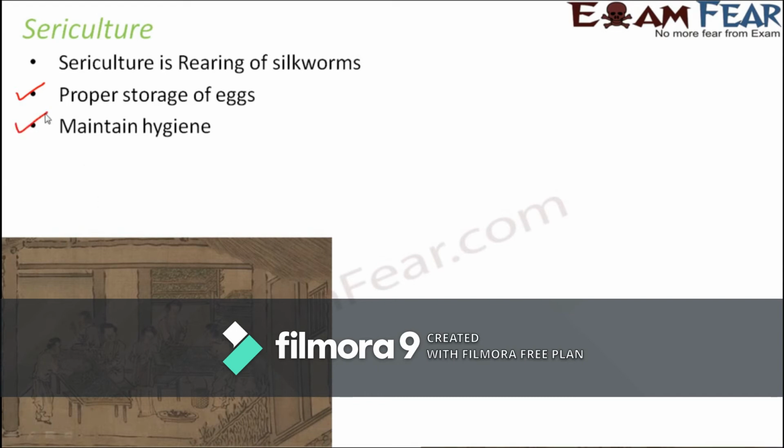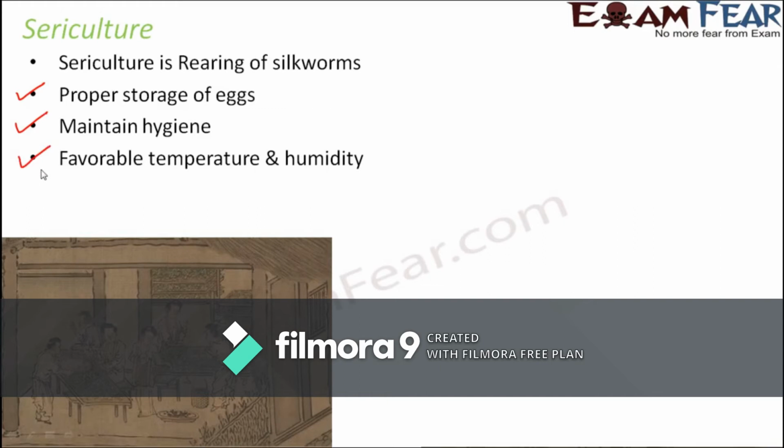Next, maintaining hygiene. That is again extremely important, because without maintaining proper hygiene, there are chances that the silkworms will not get hatched, or the silkworms will not be healthy. In that case, we cannot expect that proper proteins will get secreted from that silkworm. So maintaining hygiene is very important in any kind of environment. Whether we take care of any type of animal or bird, hygiene maintenance is very, very important.